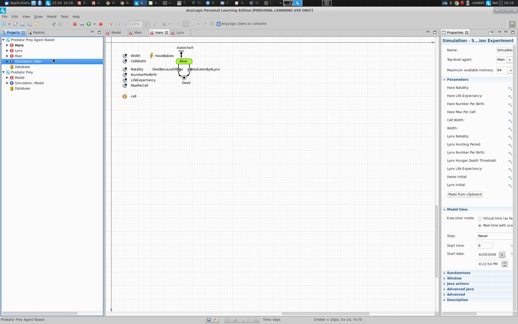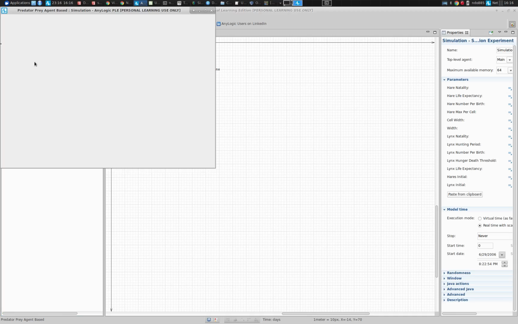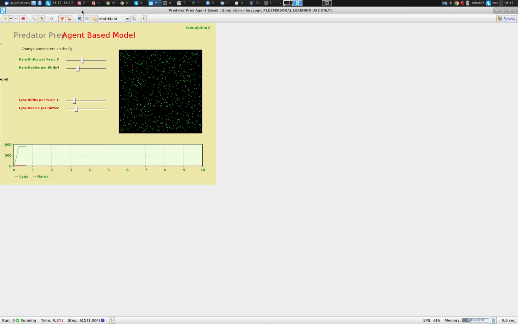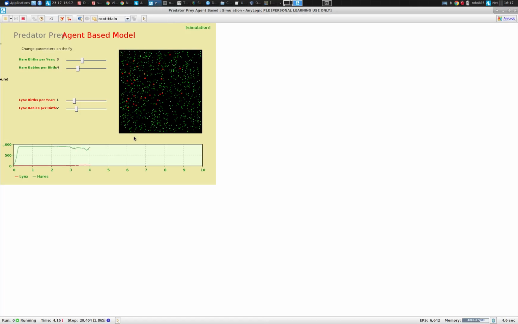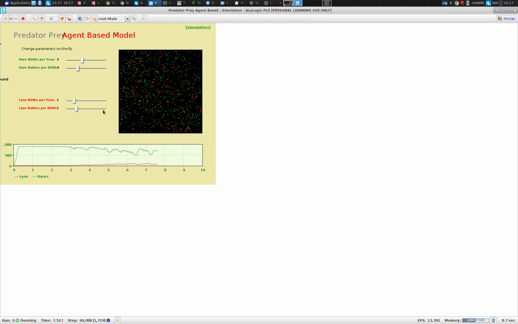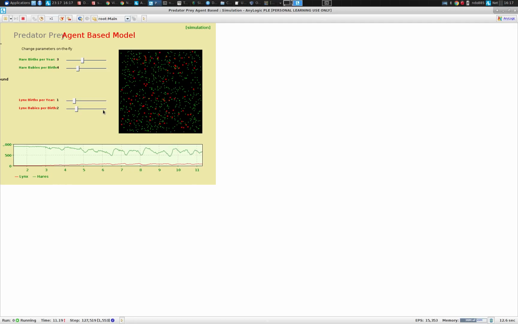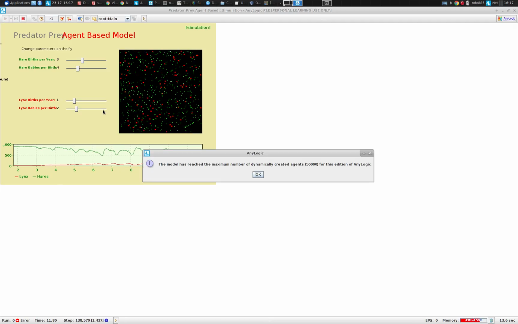So we're going to run this model, and we're going to see an interaction of hares and lynxes. Here's a bunch of hares, these green ones, and I doubt that's what they look like in Russia, but that was the color chosen. Okay. Well, a nice run of it, killed by an ugly fact.